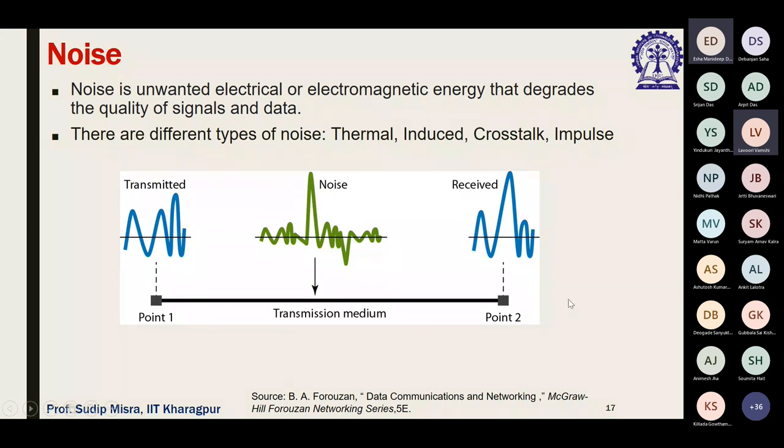It is degraded at the receiver end. So these four types, thermal, induced, crosstalk, and impulse, I would urge you to understand yourself. Thermal noise is due to the movement of the electrons in the medium, right? So movement of that is the thermal noise.